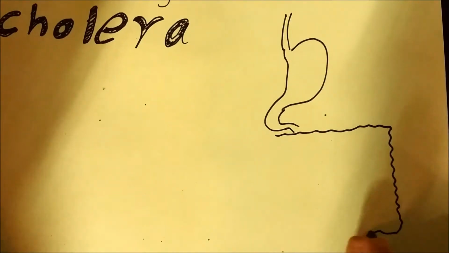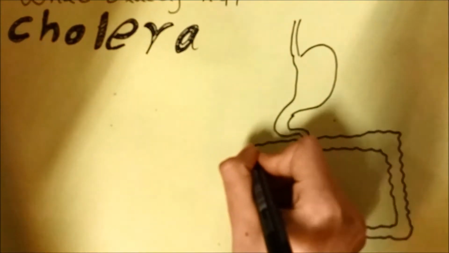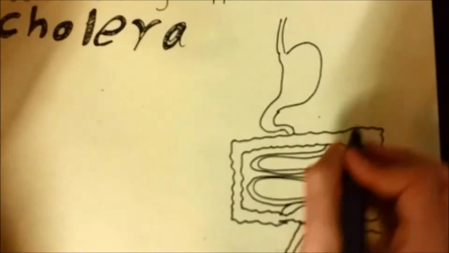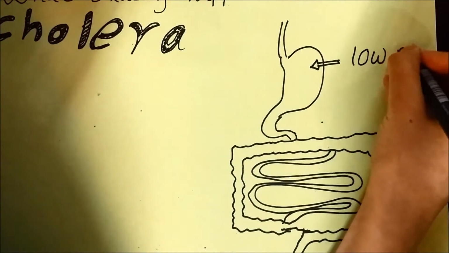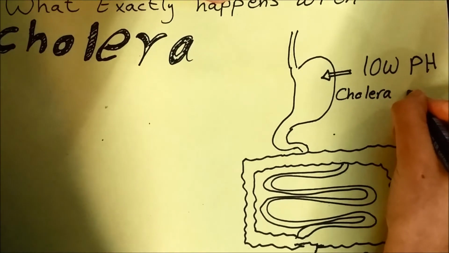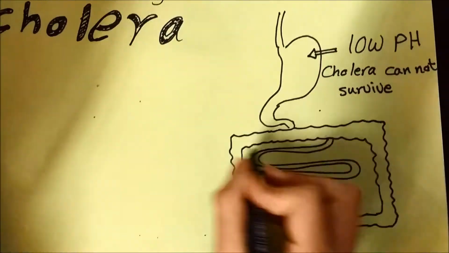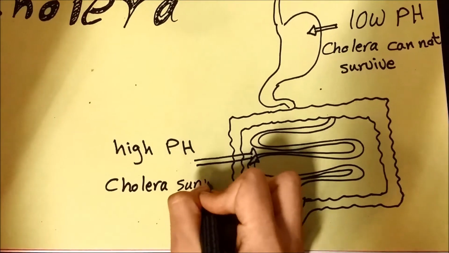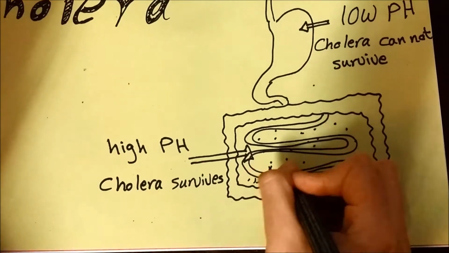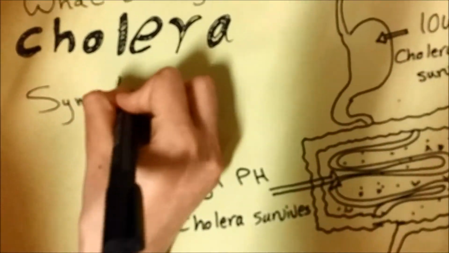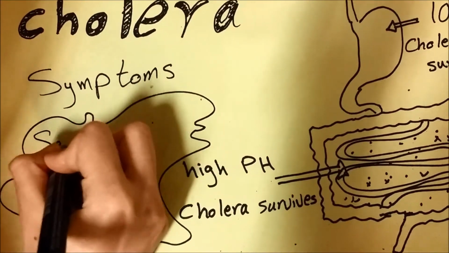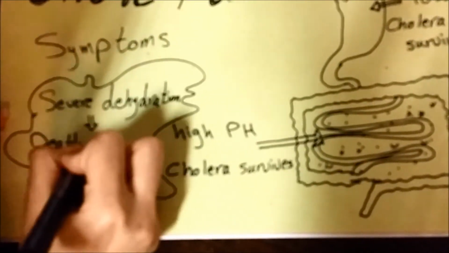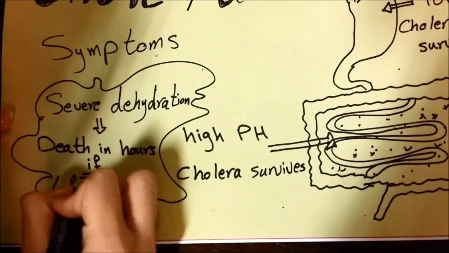As we can see, this is a diagram showing the gastrointestinal tract of the human, the stomach and the intestines. Due to low levels of pH in the stomach, cholera can't survive. However, in the intestine, the pH is kept at high levels. Due to bicarbonate secretions, cholera survives. What are the symptoms? Severe dehydration, which leads to death within hours if left untreated.